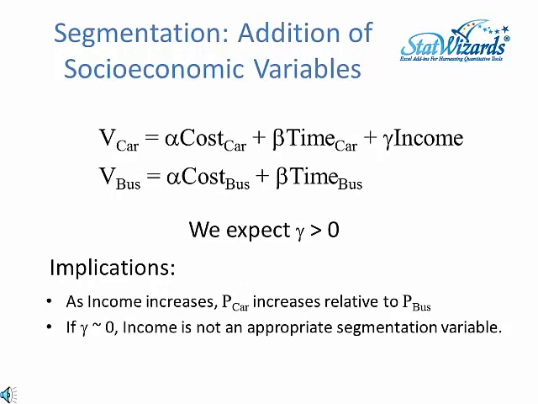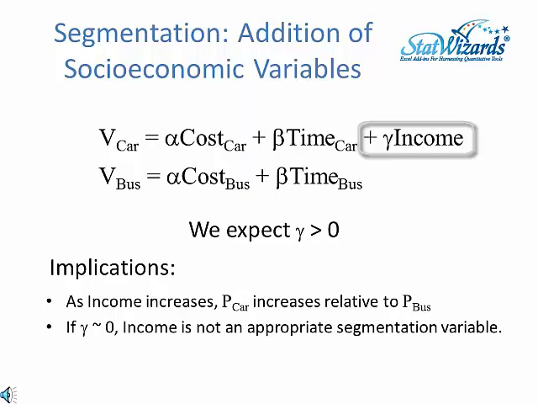Having estimated values for alpha and beta, we now turn to socioeconomic variables. So far, we've assumed that our population consists of homogeneous commuters who value car and bus alternatives in predictable ways. We now relax that assumption and explore whether differences among commuters affect the valuation each one places on cost and time. One way to do this is to add socioeconomic variables to our equation for representative value.